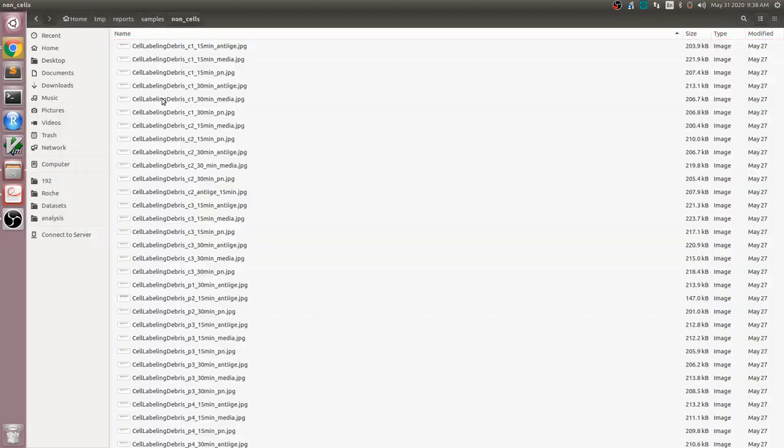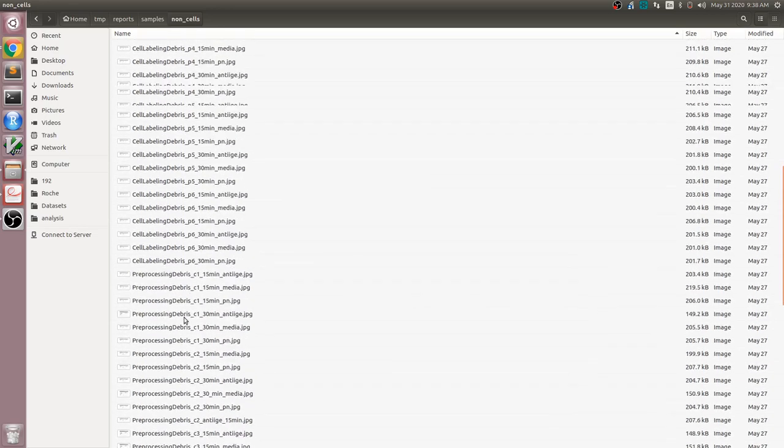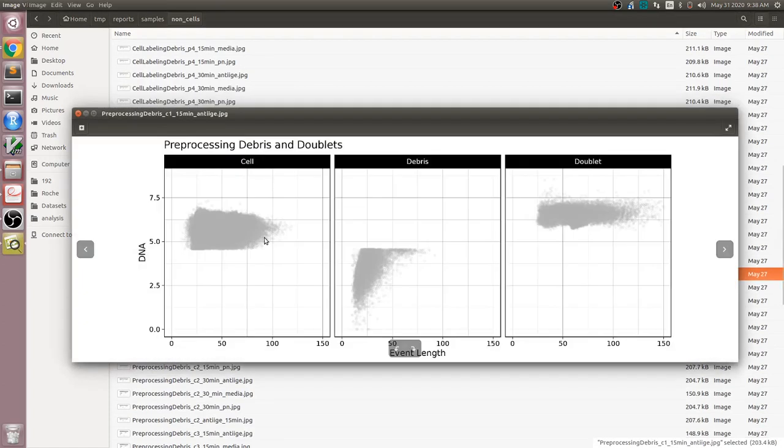The next part is called non-cells, and this shows the debris and doublet process that Astrolabe has done. So what we see here are 3 different plots. We're looking at event length versus DNA, and we can see the cell population, the debris down here, and the doublets. Notice that Astrolabe's cleaning algorithm actually incorporates marker expression data as well. So even though we're seeing just event length versus DNA, this is following convention. Under the hood, the platform is using the different antibodies too.